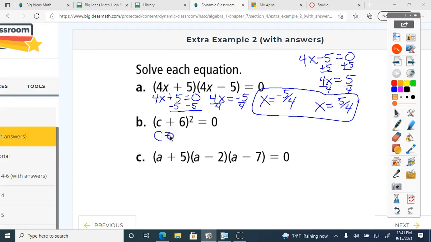What's C got to be here? -6. Why? Because what's -6 plus 6? 0. Okay. What's that one got to be? -5. How about that one? 2.